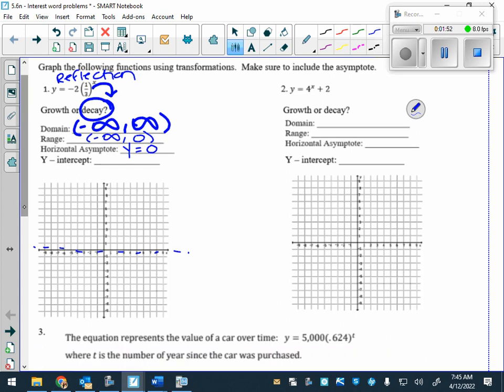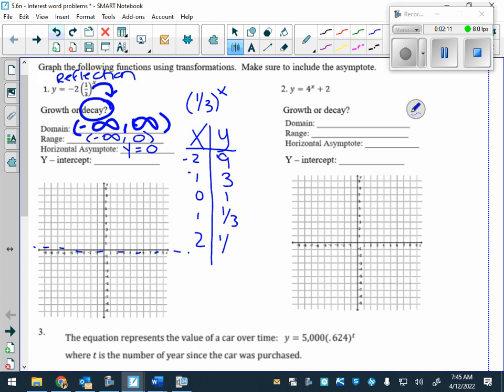So when you graph these things, you start with your parent function, which is 1/3 to the x. You have 9, 3, 1, 1/3, and 1/9. That is your original parent function. But since you have a reflection and stretch in the beginning, you're multiplying all your original y values by negative 2. So we have negative 18, negative 6, negative 2, negative 2/3, negative 2/9.